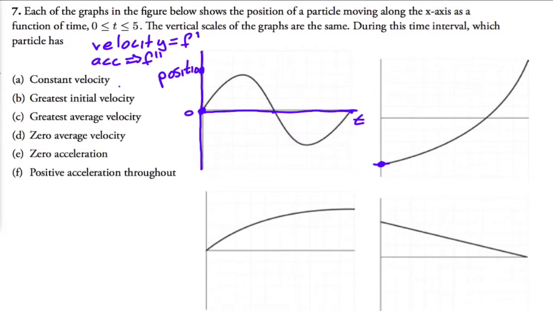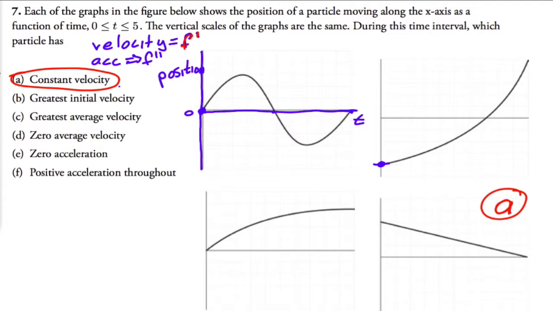So the first thing is, let's look at A. It says, which one of these has constant velocity? So again, velocity, remember, derivative, slope of the tangent line. So which one of these has a constant derivative or a constant slope of tangent line? Well, it would have to be this one right here. So this one satisfies A.